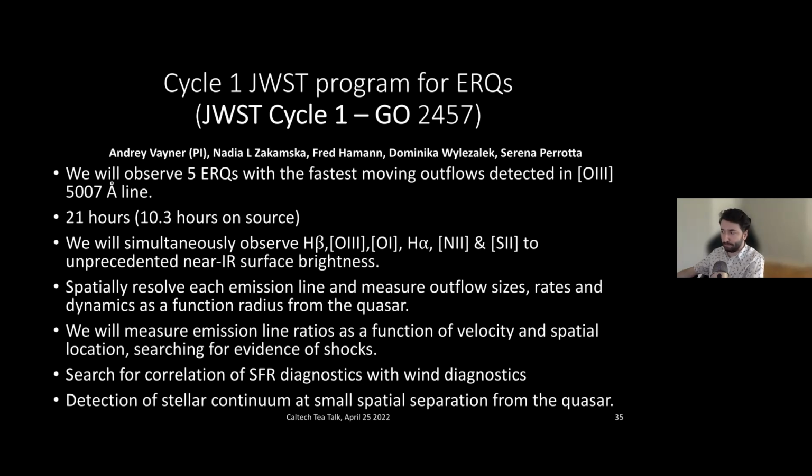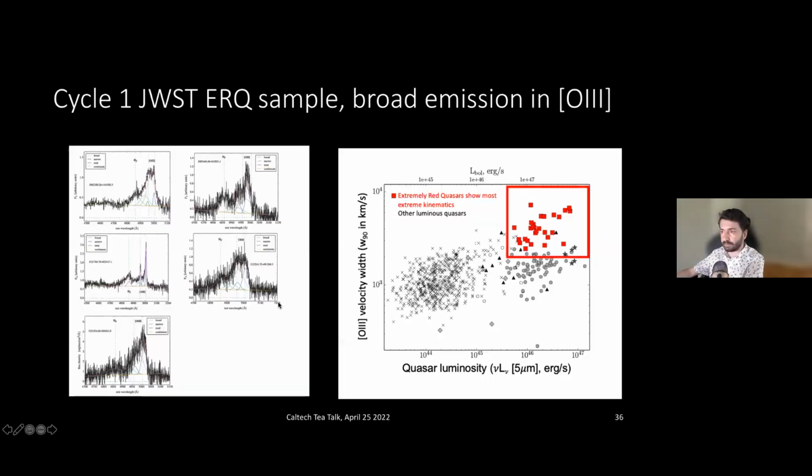And really interested in understanding better the emission line ratios in these sources, searching for evidence of shock heated gas, for example, and trying to correlate where the shock gas is happening relative to the star formation. And of course, JWST will be sensitive enough to actually detect the stellar continuum in these objects at small separations from the quasar, which is really exciting, something again that we just couldn't do previously.